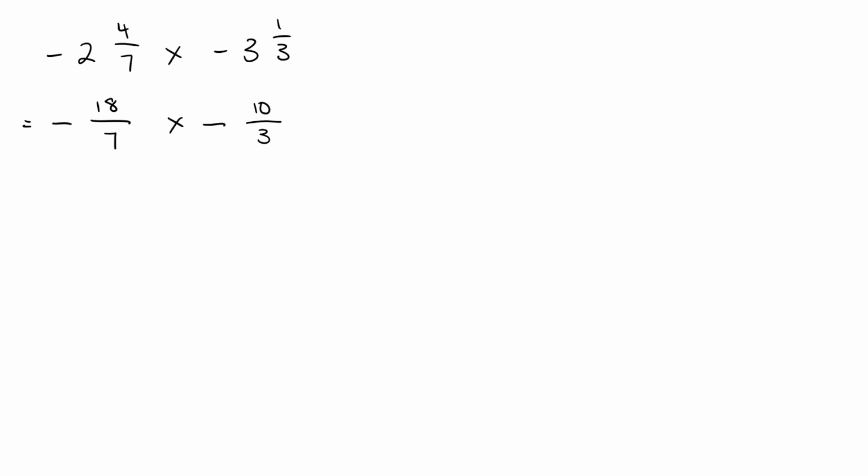Now, if you've got a keen eye, you would have noticed we absolutely can do some cross-cancelling. We have a factor here of 3, so I can divide both 18 and 3 by 3. So I now end up with negative 6 over 7 times negative 10 over 1. And I'm going to bring those negatives to the top. And what you're going to see is because we've got a negative multiplied by a negative, our answer should be positive. Negative 6 times negative 10 will give me 60, and 7 times 1 will give me 7. Okay?